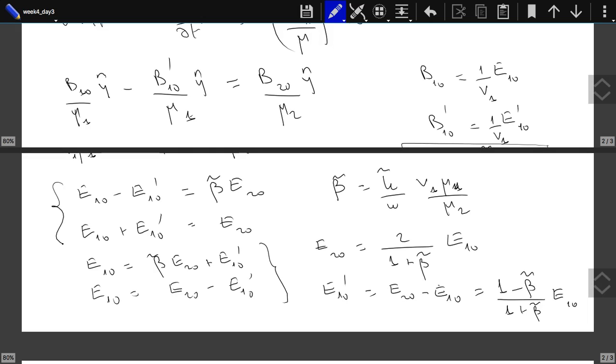And basically that is what we obtain over here. If you multiply E20 by beta tilde and take the limit that beta tilde goes to infinity, what you get is twice E10. So this quantity over here in the beta tilde going to infinity limit is finite.